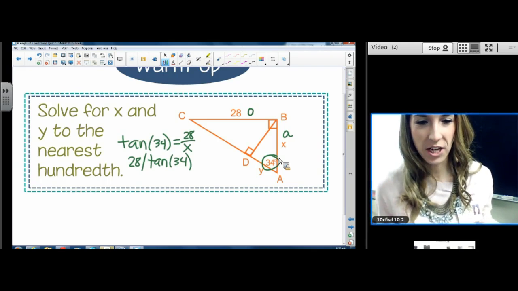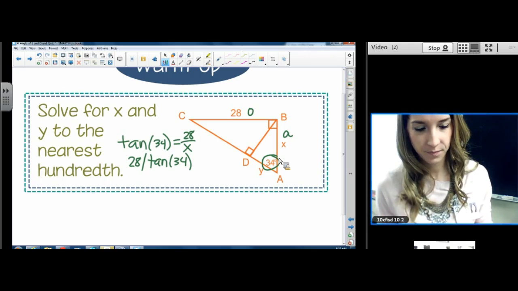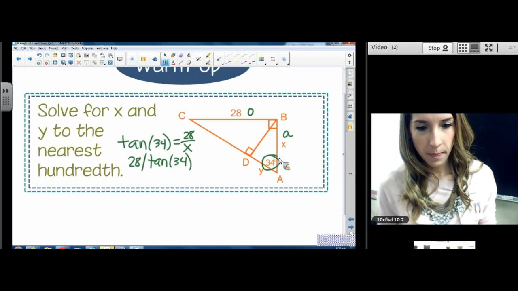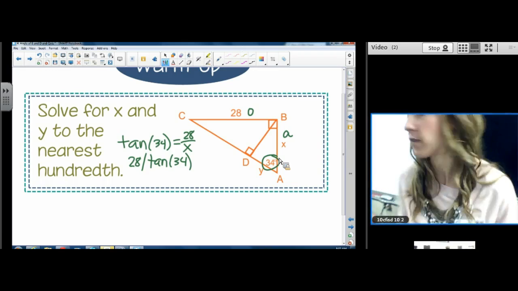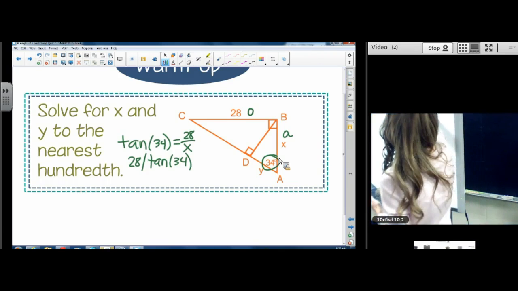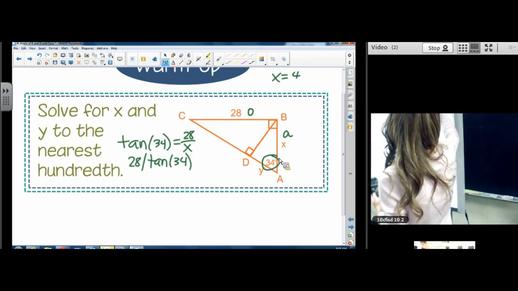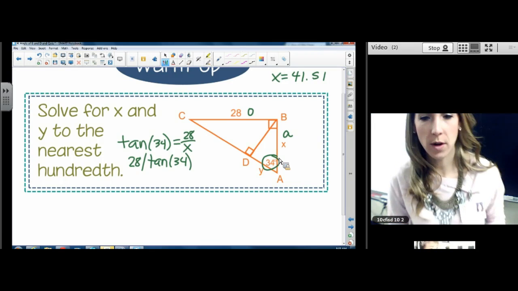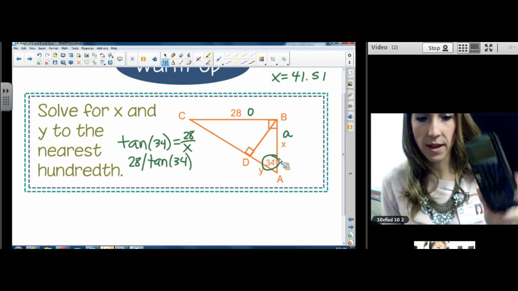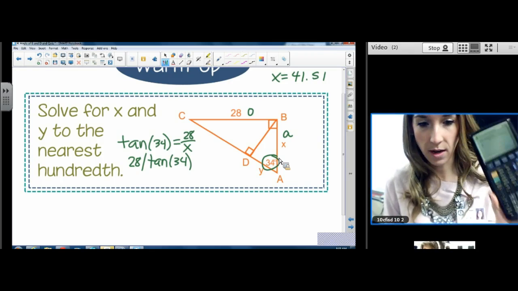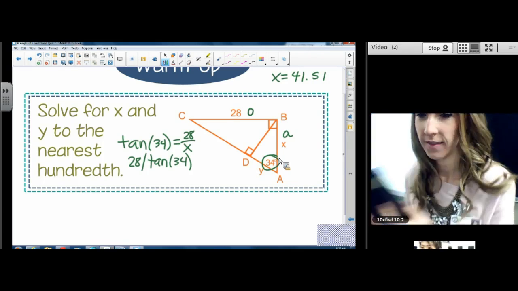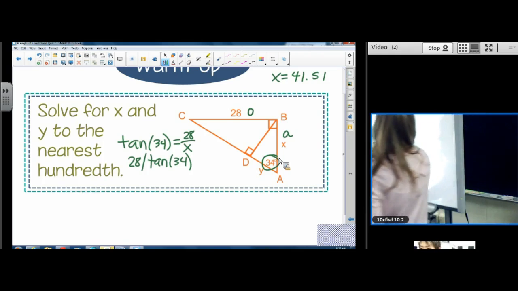Write it out. Write it in the chat. What did you get for x? There we go. 41.51. And some of us are still working on rounding, but a lot of you have it mastered. 41.51. Okay, so you're going to keep that number in your calculator. And you're going to use it to find y.